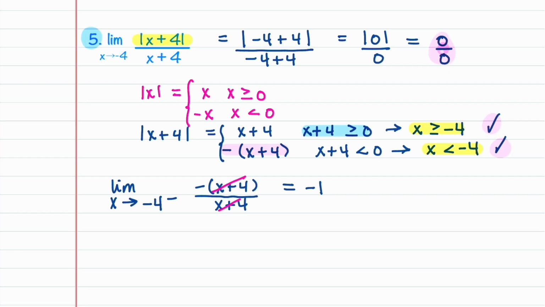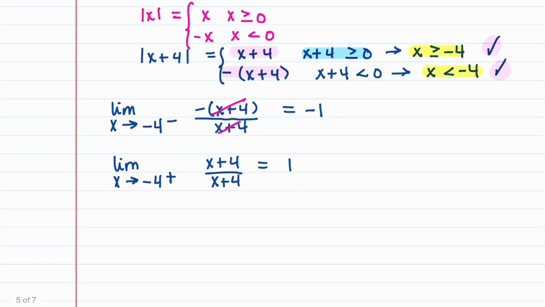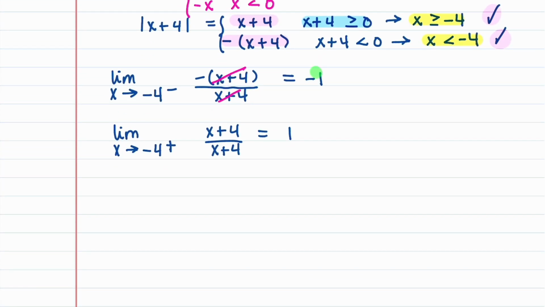Now let's look at our right-hand piece. This is the limit as x goes to minus 4 from the right. We're going to plug in x plus 4. So we have an x plus 4 on the top, x plus 4 on the bottom, and we end up with a value of 1. Notice that our limit from the left does not equal our limit from the right.